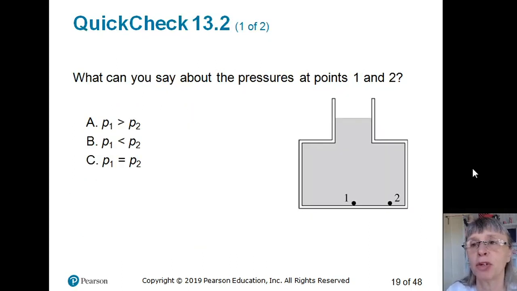So here's our first check. Here we have 2 points in this shape. One of the points is under an open region. The other point is under a closed region. What are the pressures at these 2 points?